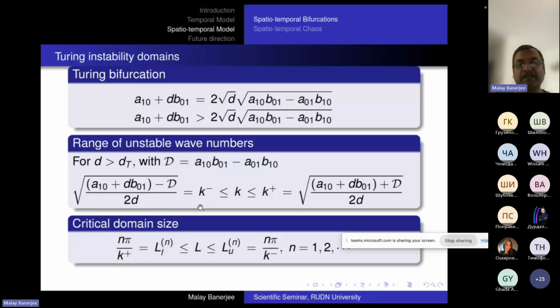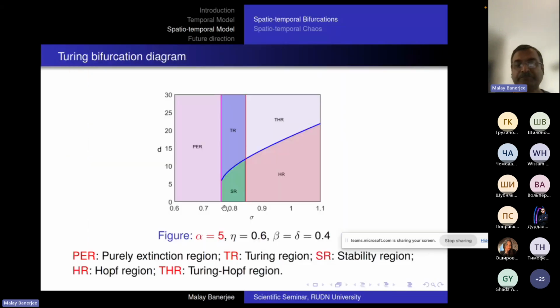So therefore this k plus and k minus correspond to the critical domain size, which ensures the existence of a pattern, or we can capture the spatiotemporal pattern through numerical simulation. So now this is a bifurcation diagram for the spatiotemporal model. This magenta curve indicates that on the left of this particular line there is no coexistence equilibrium point, and PER corresponds to the purely extinction region, meaning either one of the populations will go to extinction, from linear stability analysis.